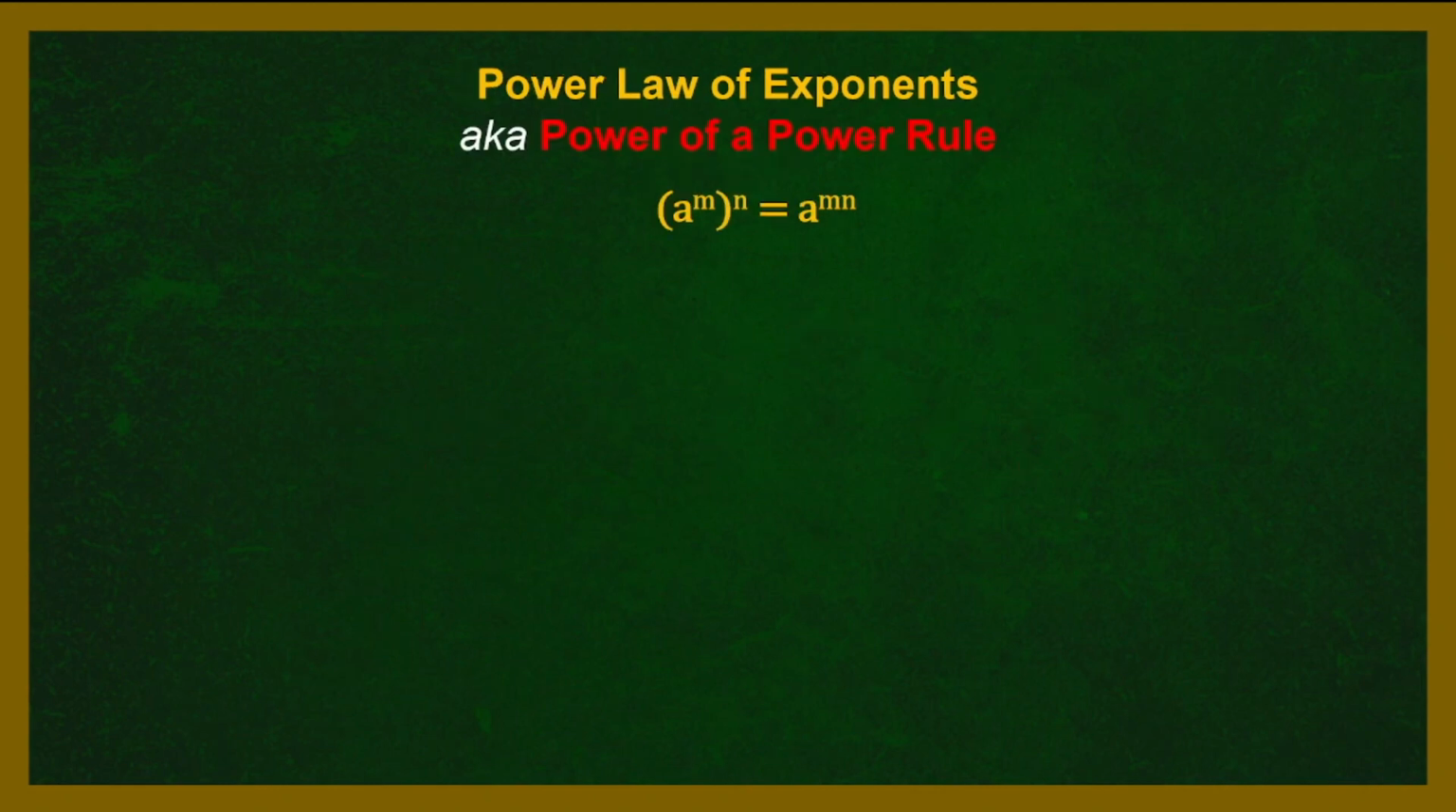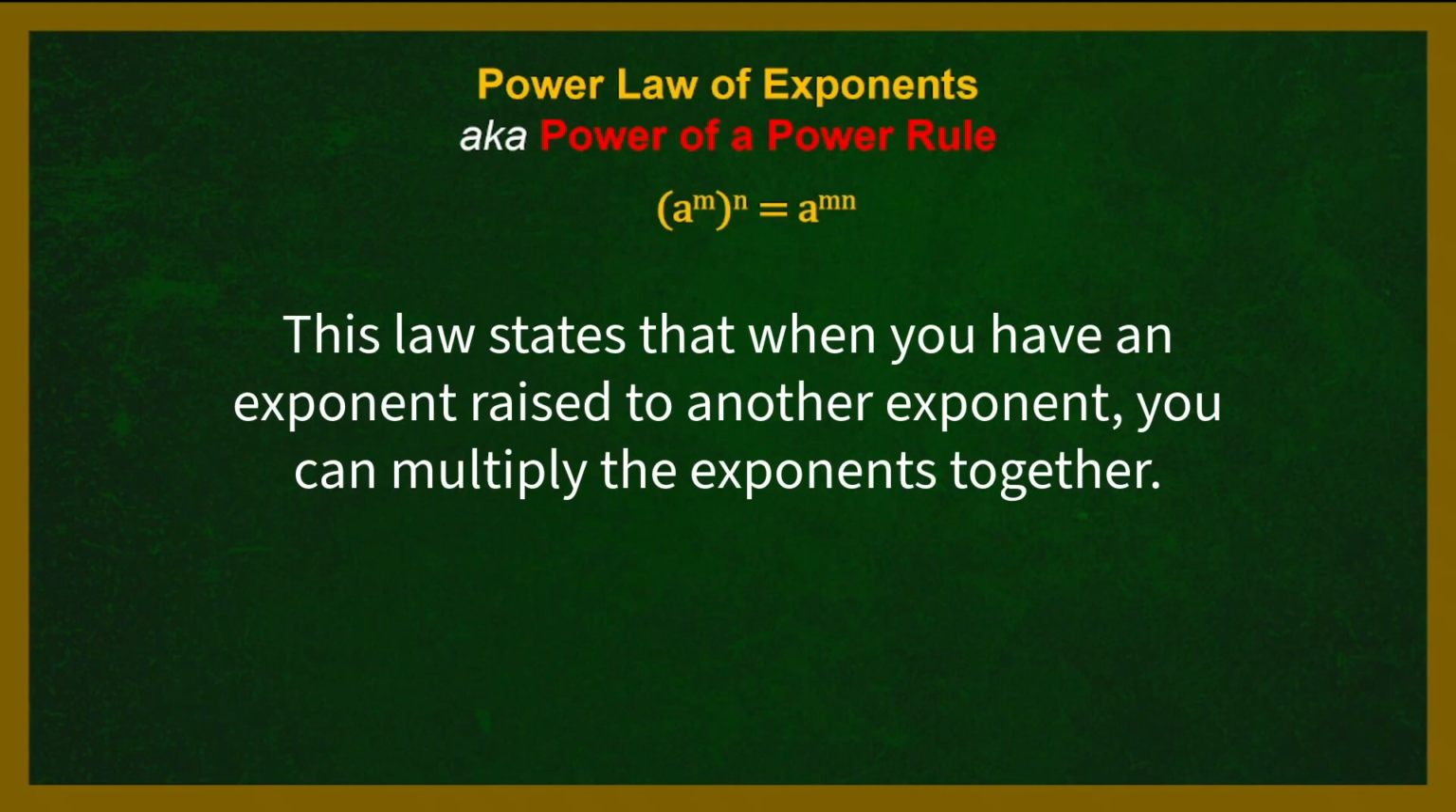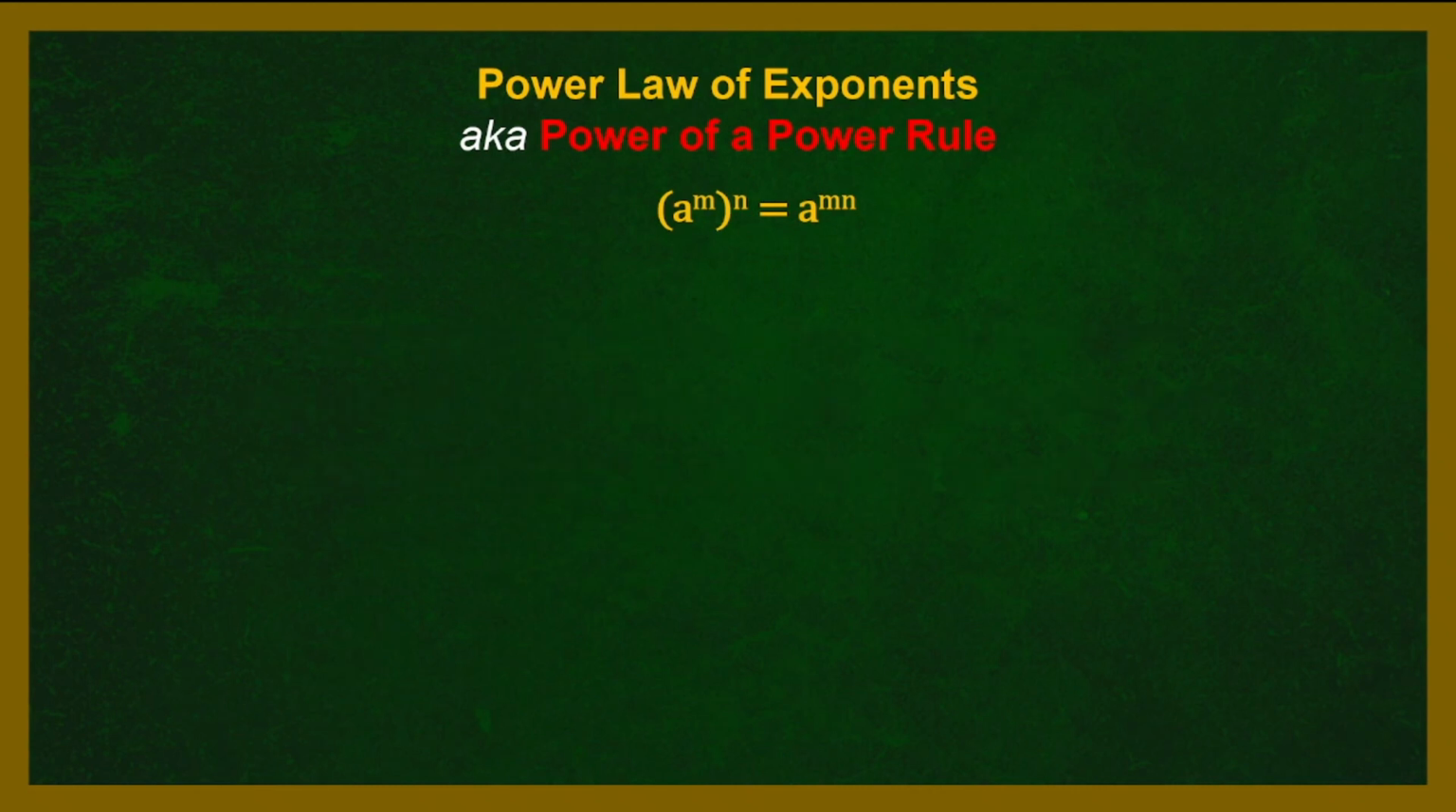Next up is the Power Law of Exponents, also known as the power of a power rule. This states when you have an exponent raised to another exponent, you can multiply the exponents together. In mathematical terms, if you have a to the m power raised to the n power, where a is the base, the result is a raised to the m times n power.